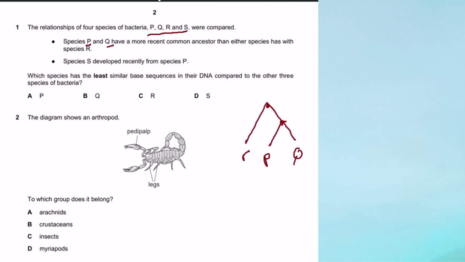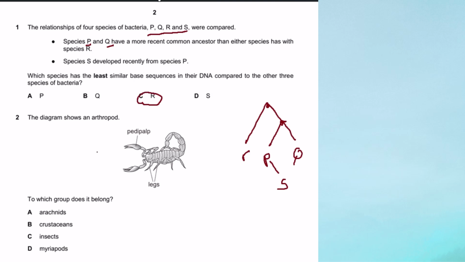And we're told that species S developed recently from P. So we have S here. So they ask, which species has the least similar base sequence in the DNA compared to the other 3? Well, P, Q, and S are quite closely related, while R is further away. So the correct answer here will be C, R.